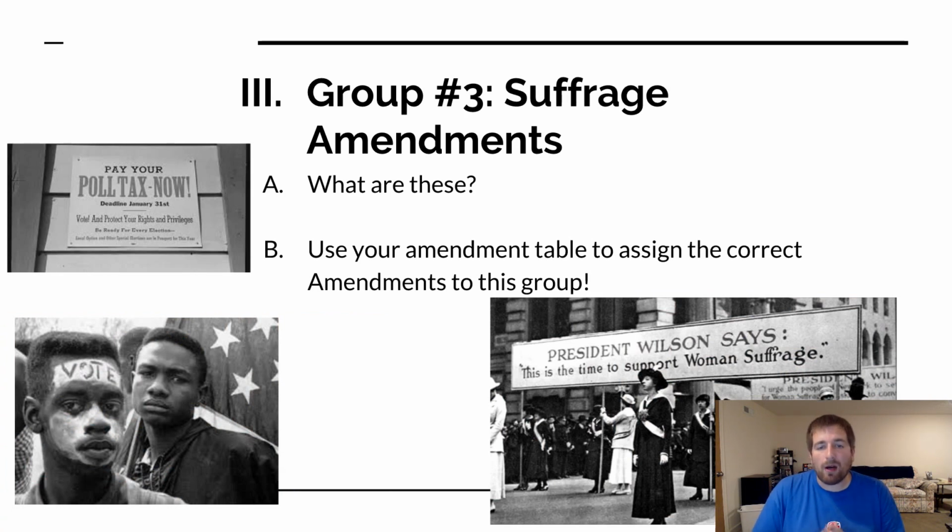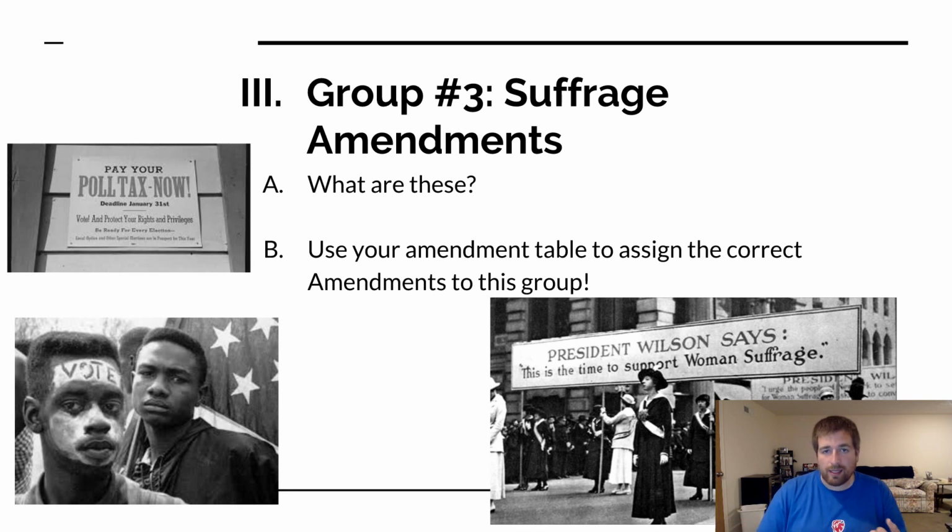Our third group are suffrage amendments. Let's talk about what suffrage is before we talk about what these amendments do. Suffrage is the right to vote. If you have suffrage, it means that you can vote in elections. So these amendments all have to do with groups or people or places getting the right to vote. It's all about expanding the right to vote.